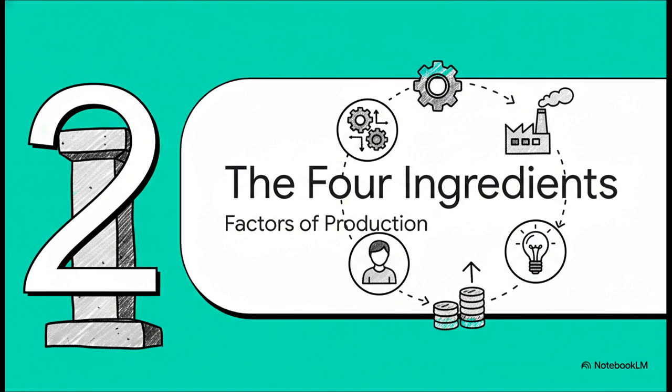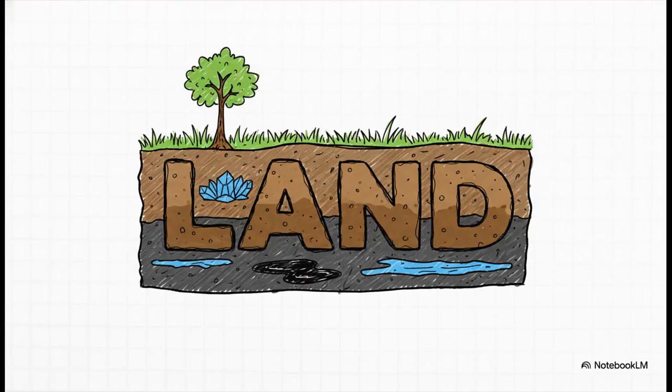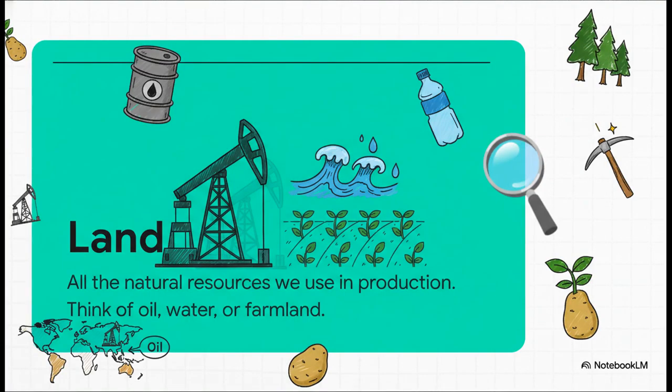We'll start with the one that's the most down to earth. First up is land. Now, I know what you're thinking, but this isn't just about a plot of dirt. In the world of business, land means a whole lot more. Land covers all the natural resources that go into the production process. We're talking about things like oil, water, minerals, forests, and yes, of course, the actual farmland where our potatoes are grown. A really great example of this is Kuwait. Its whole economy is powered by its massive natural reserves of oil. For them, that oil is their land.